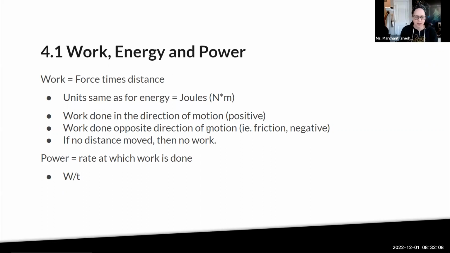So here's your main units and your work done here. Make sure that you have written down in there how work is seen as positive and negative. Since work is force times distance, if you don't move any distance, your work is going to be 0. So if you're pushing against the wall and the wall doesn't move, you might be exerting a lot of energy, a lot of force, but you're not moving any distance, so it does not count as work.